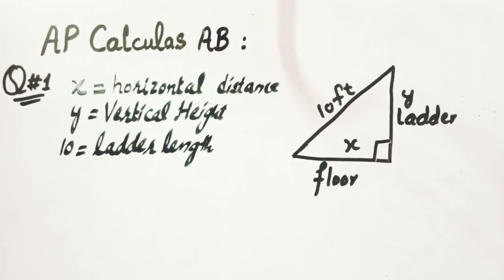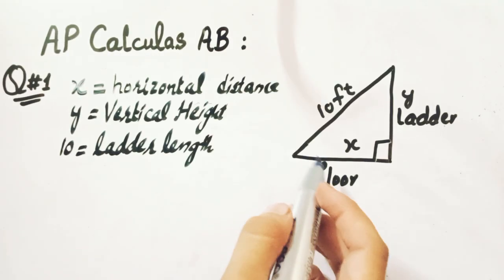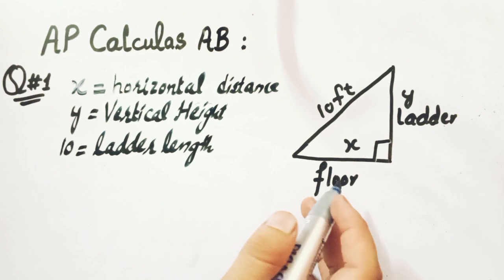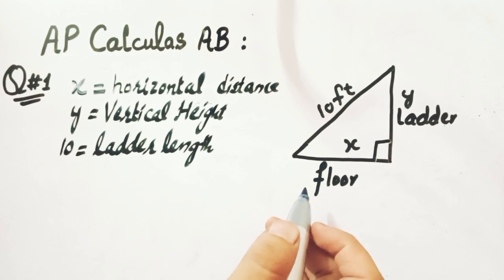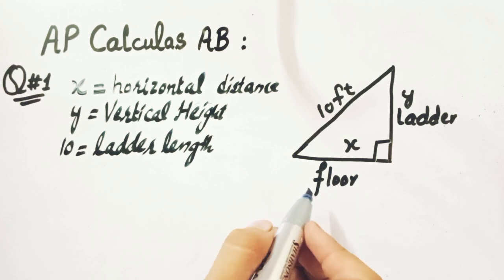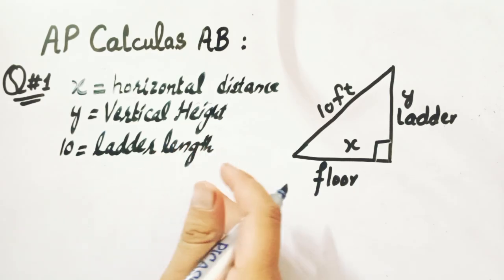Now the absolutely critical thing is to realize that x and y are variables, not constants. They actively change over time as the ladder slides. The ladder itself, however, remains 10 feet.